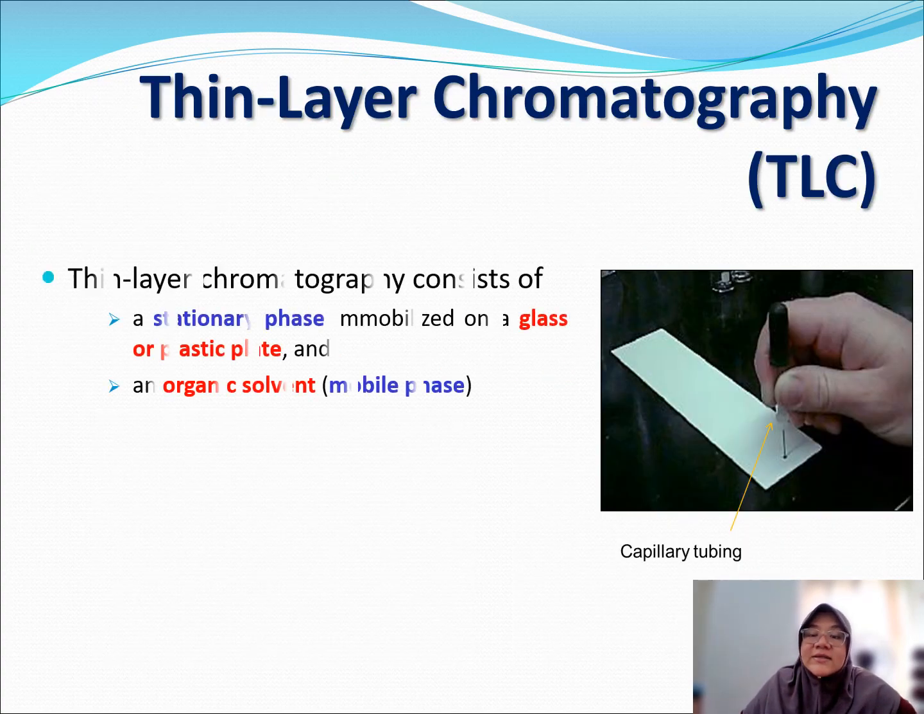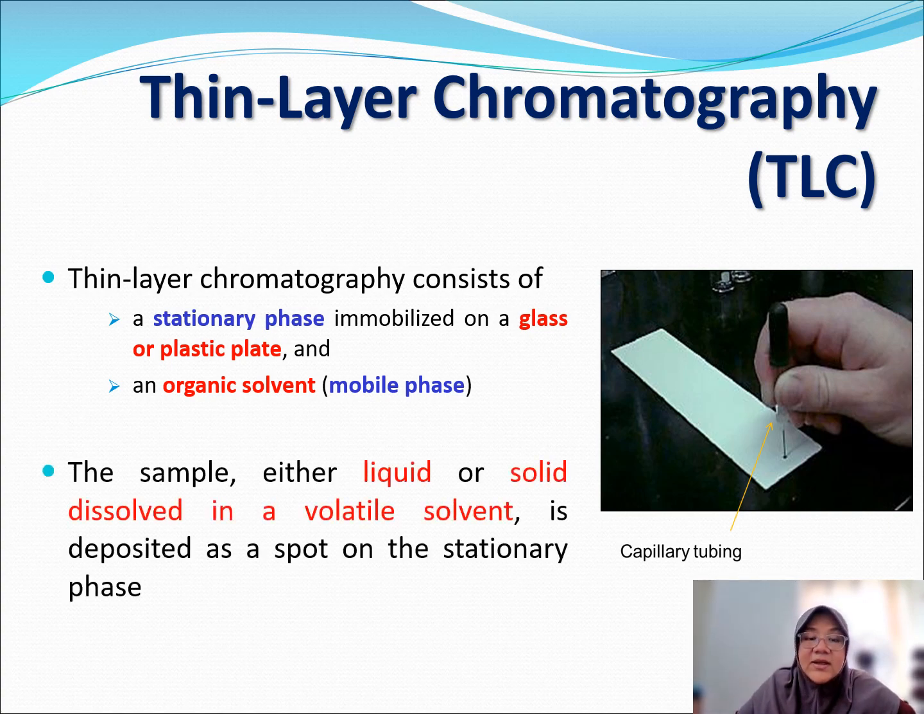This is the TLC, and consists of a stationary phase. So the stationary phase there will be the TLC plate, and the mobile phase is the organic solvent yang you dip lah the TLC plate. The sample, either liquid ke solid ke, must dissolve in a volatile solvent. Solvent yang you guna untuk also extract your sample must be volatile solvent lah, okay.